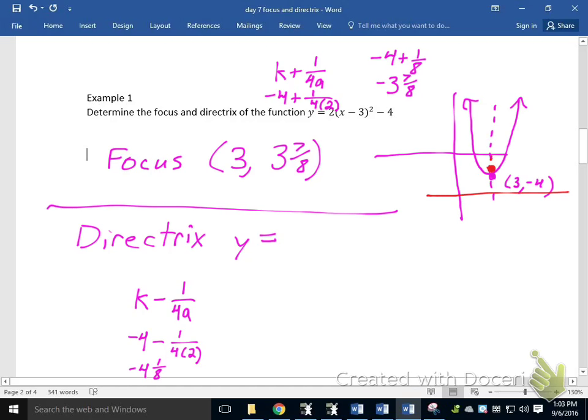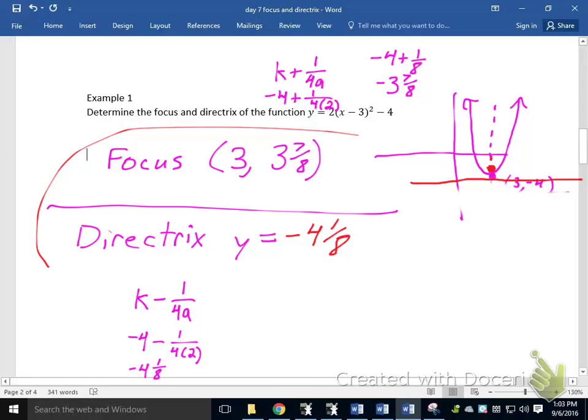So where I had drawn it before is not exactly the most accurate thing in the world. It's really, really close to that vertex. So there's my directrix. Y equals negative 4 1/8. And there's my two answers.